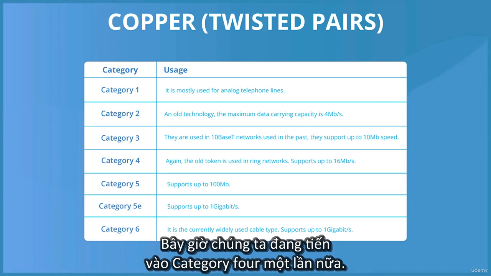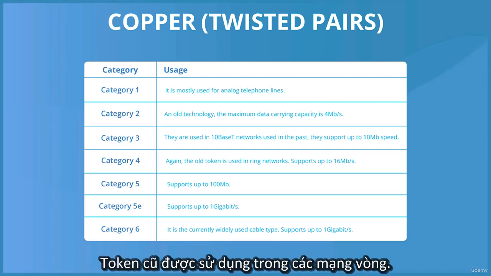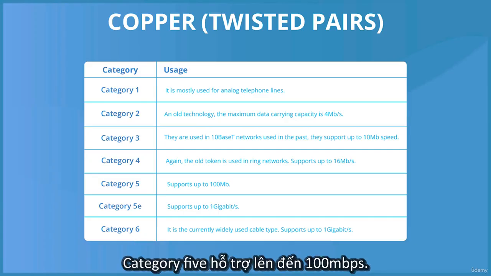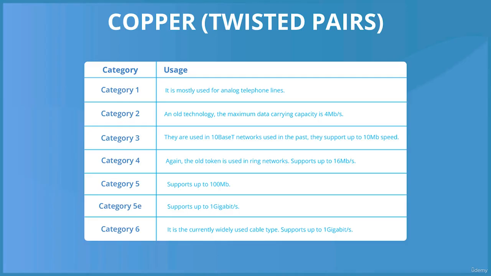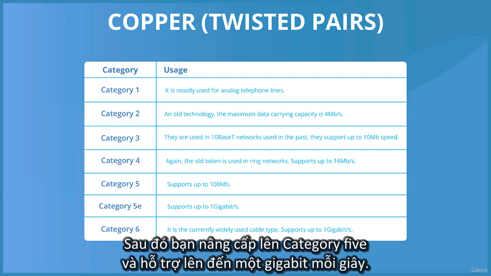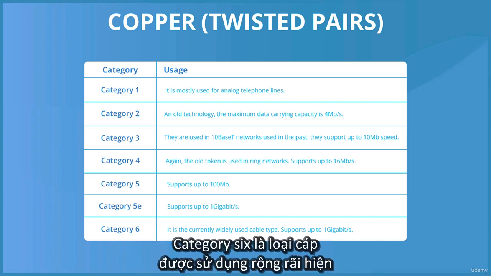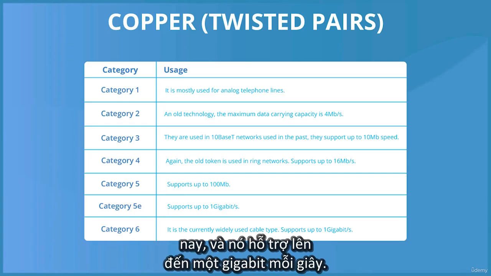Now we're getting into Category 4. Again, the old token is used in ring networks. Supports up to 16 megabits per second, but you see how we're increasing in speed? Category 5 supports up to 100 megabits per second. Then you step up to Category 5E, and that supports up to 1 gigabit per second. Category 6 is the currently widely used cable type, and it supports up to 1 gigabit per second.